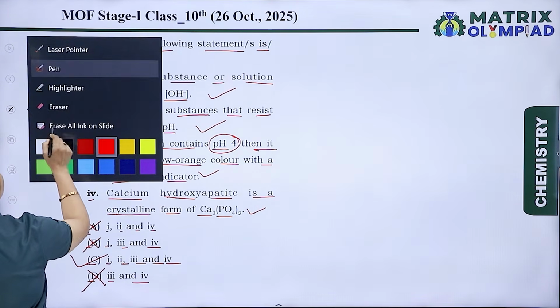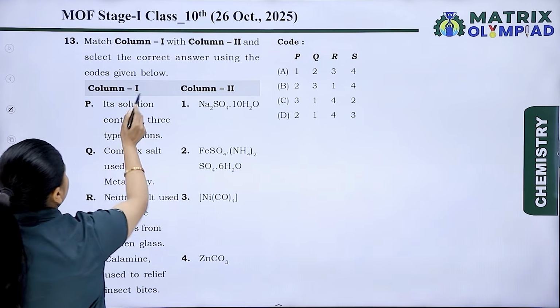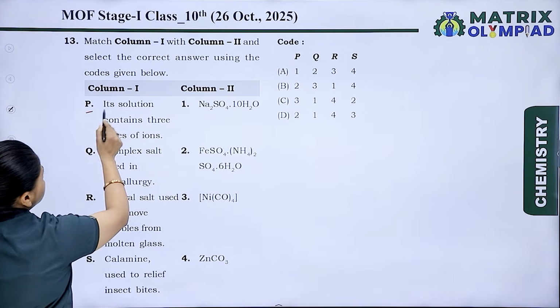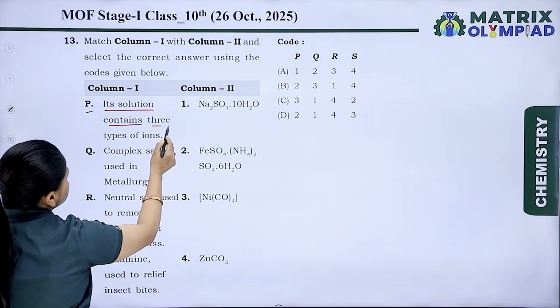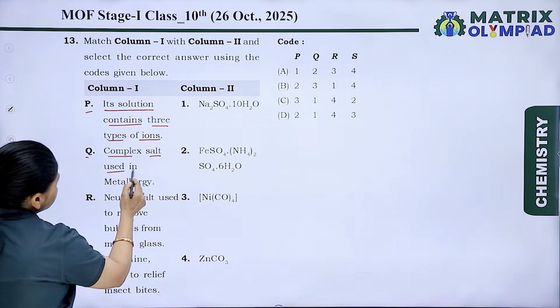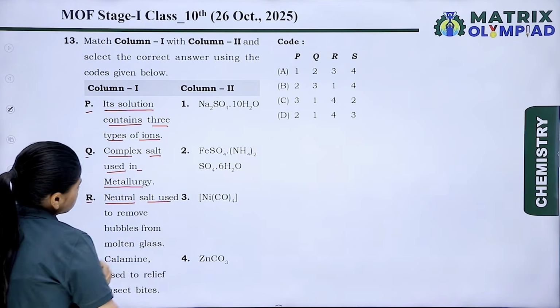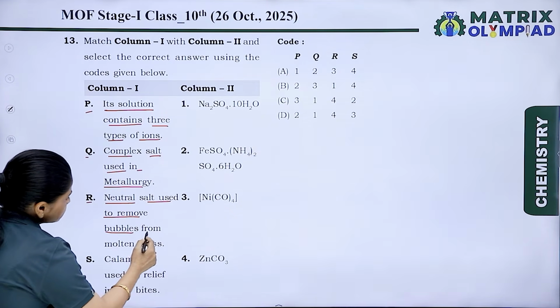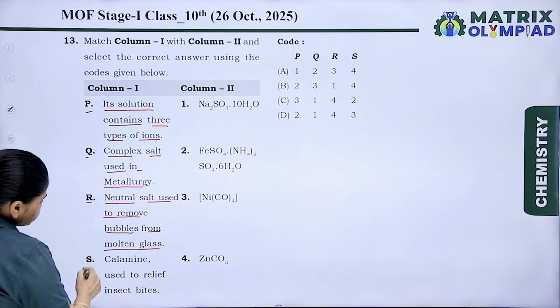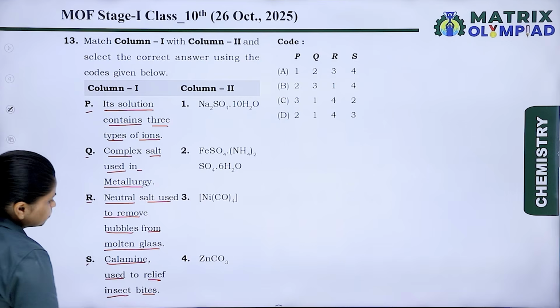Now the next question is match the column, and column 1 has P. Its solution contains three types of ions. Q, complex salt used in metallurgy. R, neutral salt used to remove bubbles from molten glass. S, calamine used to relieve insect bites.